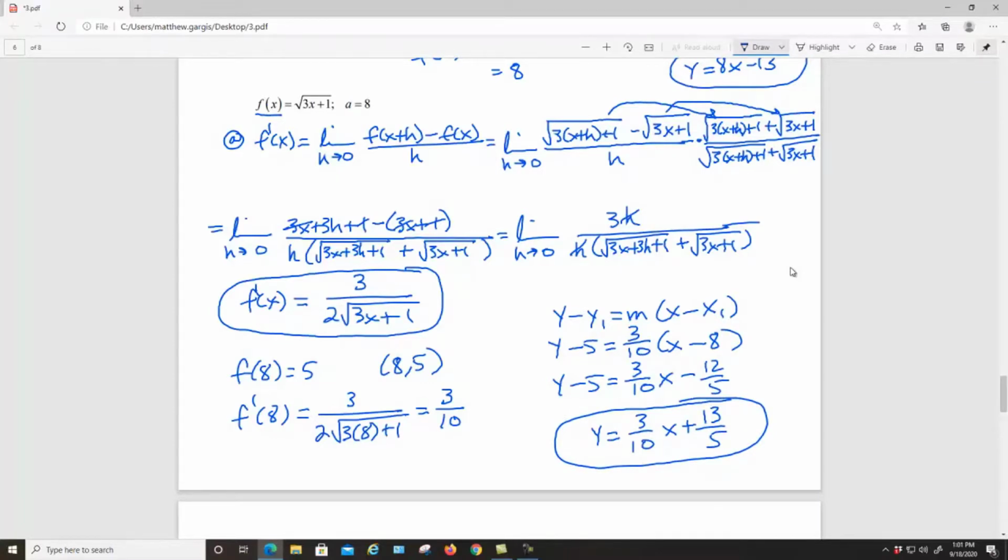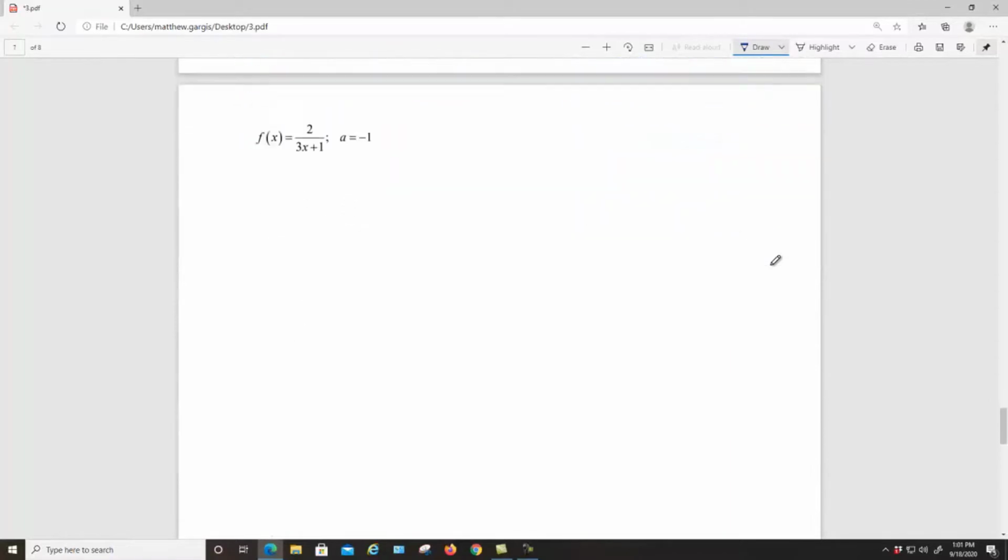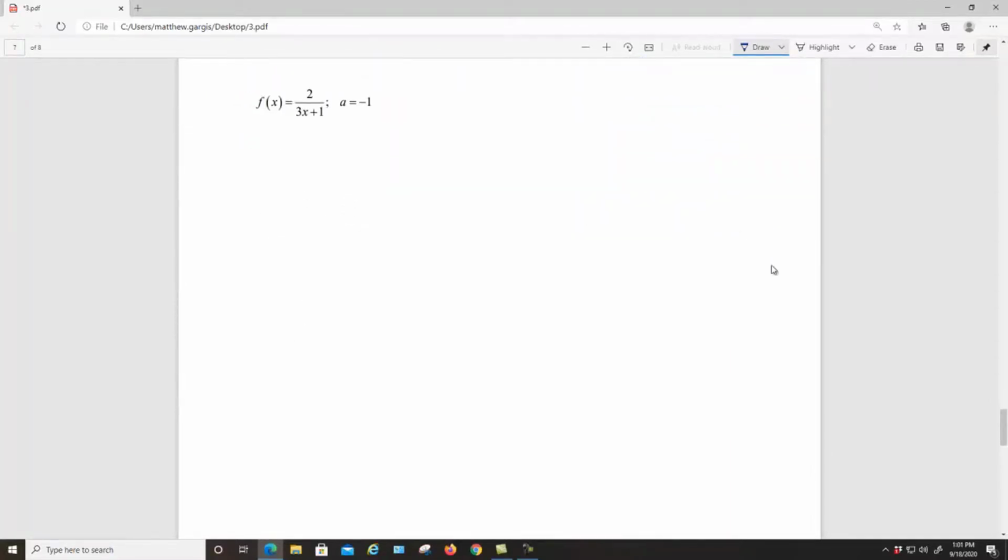All right, we got one more. Okay, so we want to find the derivative function first. Okay, so we're going to take the limit as h approaches 0 of f of x plus h minus f of x over h.